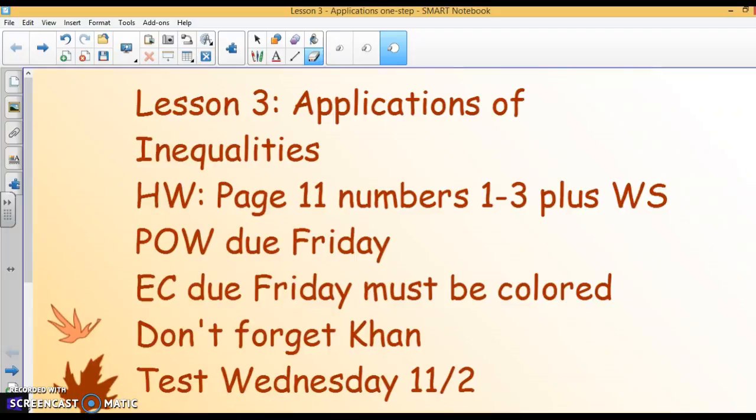Today's lesson is Advanced Pre-Algebra, Unit 2, Inequalities, Lesson 3, Applications of Inequalities. The homework that goes with this is page 11, numbers 1 through 3, plus the worksheet. And here's some other information for you.